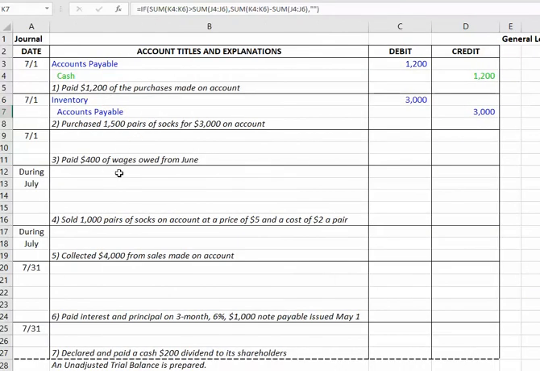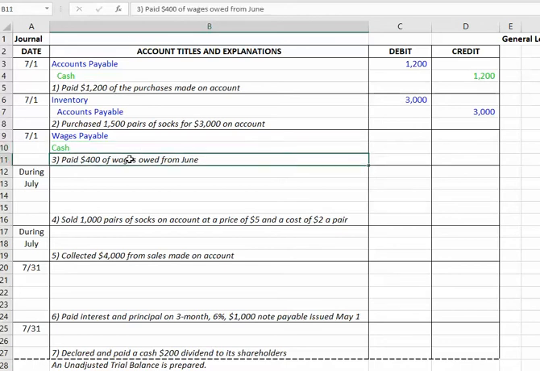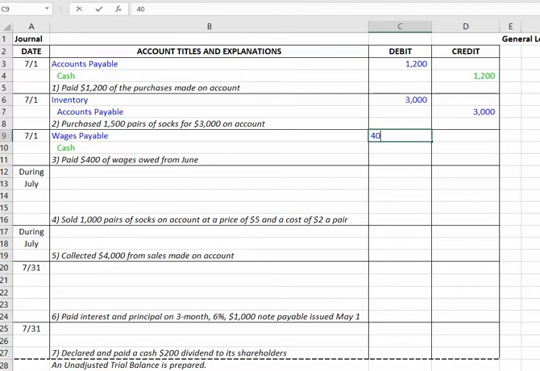Next, we're paying our wages that we owed from June. So what you're getting is your wages payable back that you gave out last period when you recorded your adjusting entries, and the credit is to cash. You're finally paying your bills from last period. So that's 400, and then we're going to post it.